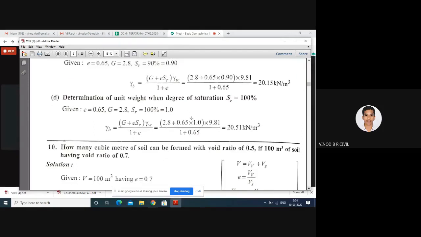Here, completely saturated means 100%, which is nothing but 1. So gamma B is equal to 2.8 plus 0.65 into 1 into 9.81, unit weight of water, divided by 1 plus 0.65, that is 20.51 kilonewton per meter cube.